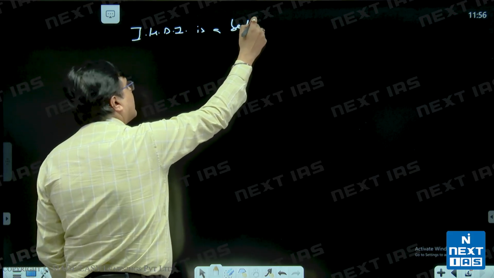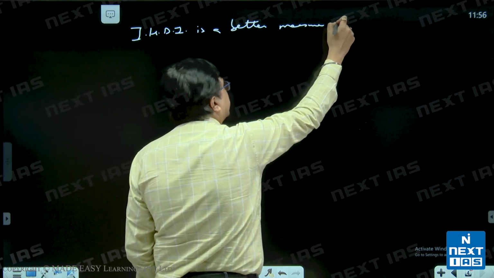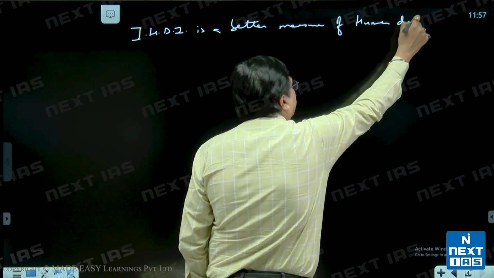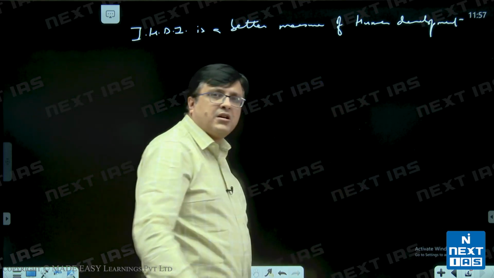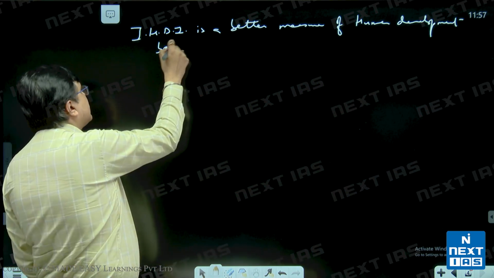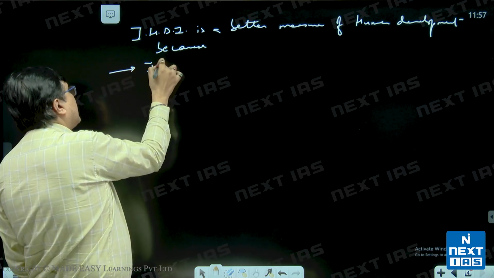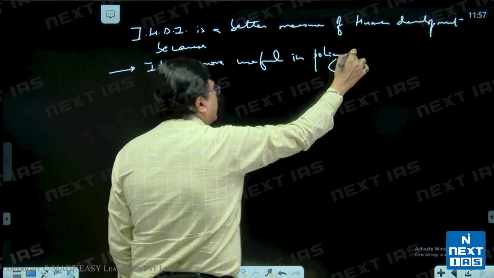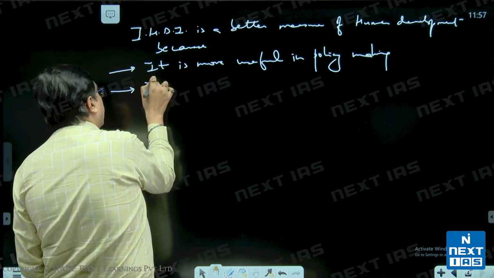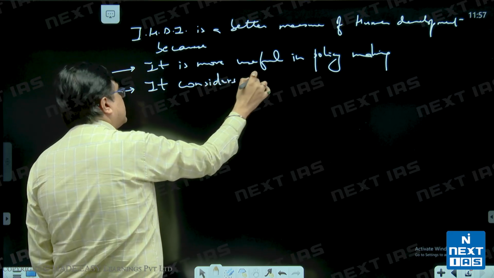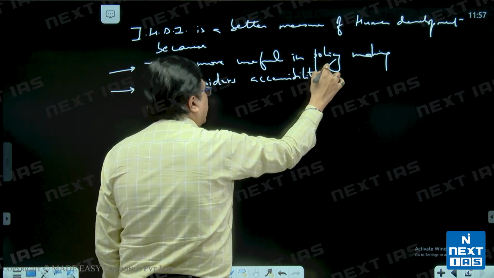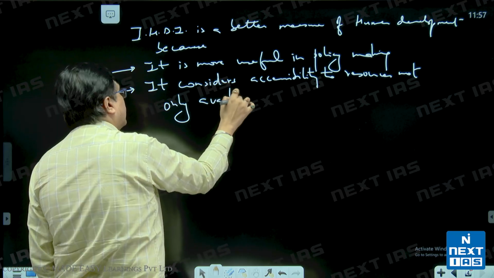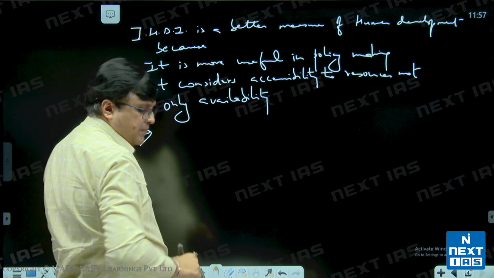IHDI is a better measure of human development because it is more useful in policy making, and it considers accessibility to resources, not only availability, that is another thing.